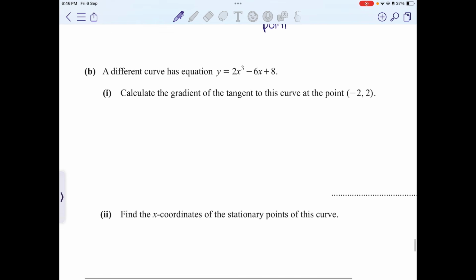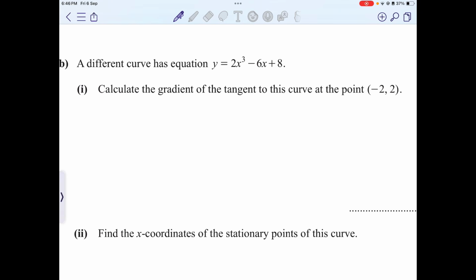A different curve has this function 2x cubed minus 6 plus 8. Calculate the gradient of this curve at the point negative 2 and 2. First of all, I need to find the derived function of it. The x power is 3, and I need to multiply this with 2. So 3 into 2 is 6x, and now once I have multiplied, I reduce the power by 1, so it would be 2. Again, x currently has no power mentioned, which means it has a power of 1. If I take 1 off, it will be negative 6x. Then what is left is 0, x to the power 0 is 1, so I don't need to write that.